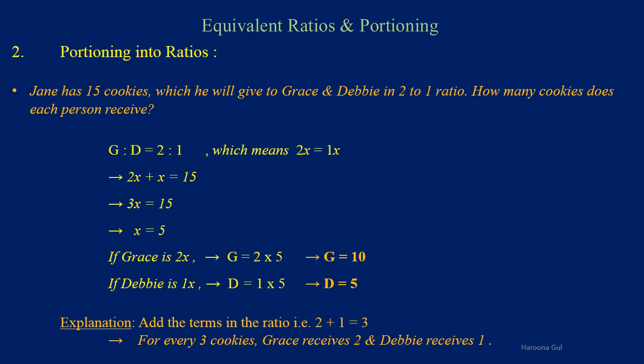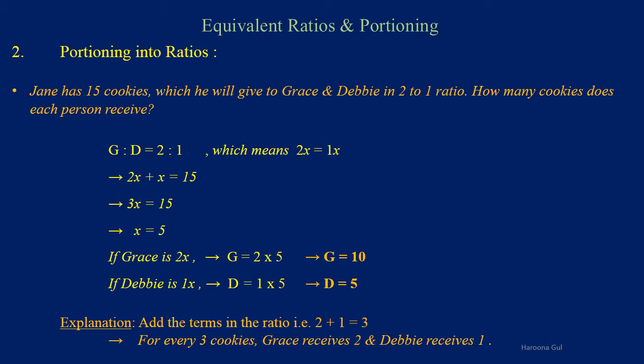We will now be discussing partitioning into ratios with the help of a few questions. Our first question says that Jane has 15 cookies which she will give to Grace and Debbie in a 2:1 ratio. That means if Grace has 2 cookies, Debbie will have 1. But our total number of cookies is 15. So how many cookies does each person receive?